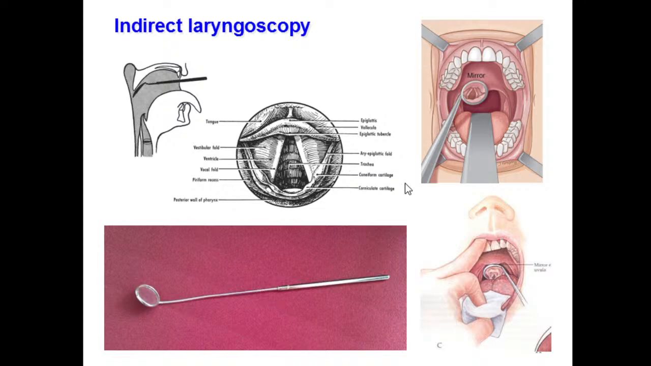And what can we see here? It is the epiglottis, vocal cords, trachea, true vocal cords, vestibular cords or false cords, and some other anatomical landmarks. You can see the arytenoid cartilage.